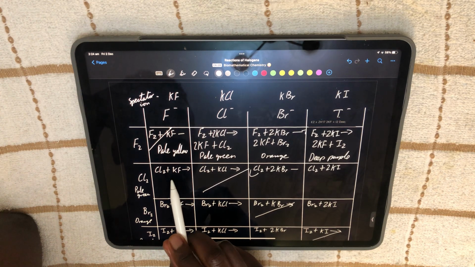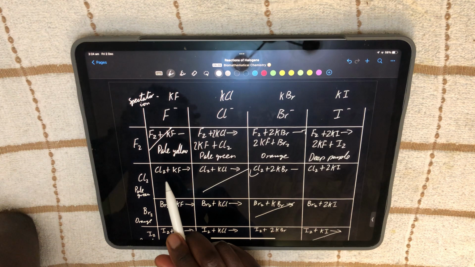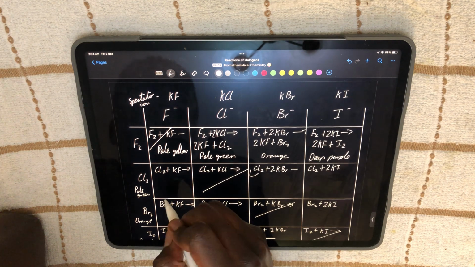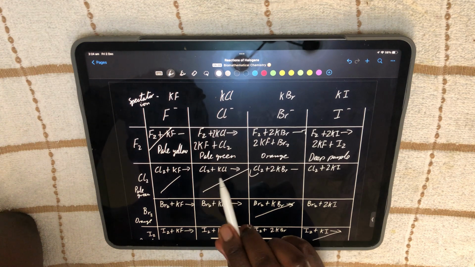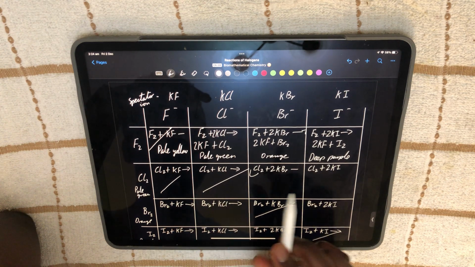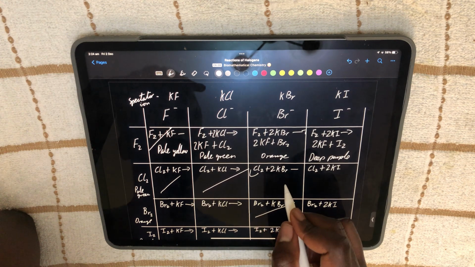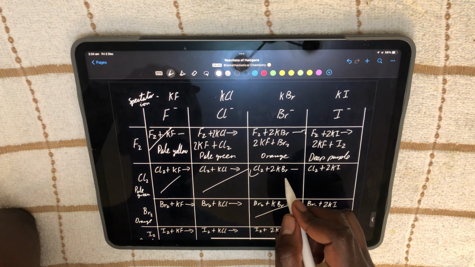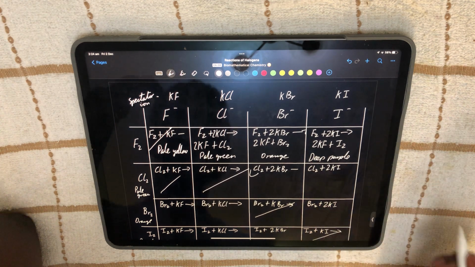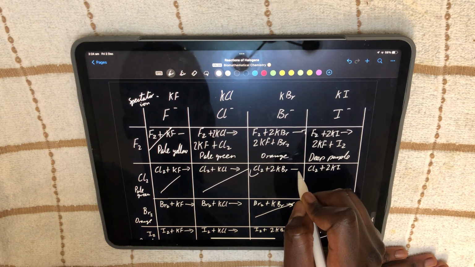Now, would this work with Cl2 and KF? No, because Cl2 is bigger than a fluoride ion, and therefore it wouldn't be a better oxidizing agent, so you'd have no reaction in this case. And then you can see here Cl2 and KCl, same oxidizing ability, no reaction. But Cl2 is a smaller atom than Br minus, so it's a better oxidizing agent.